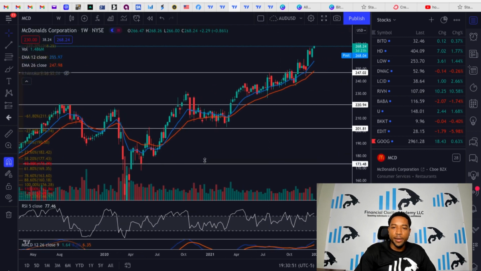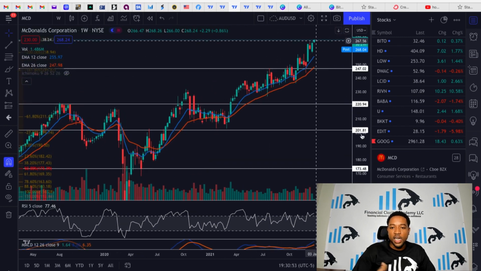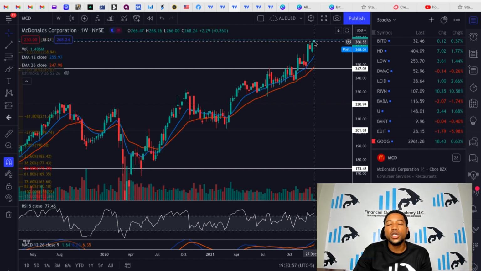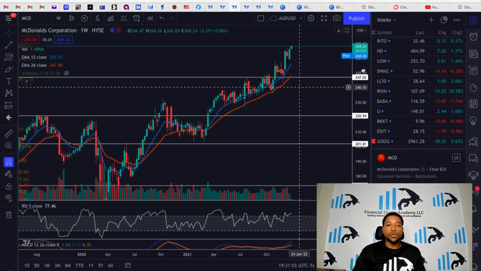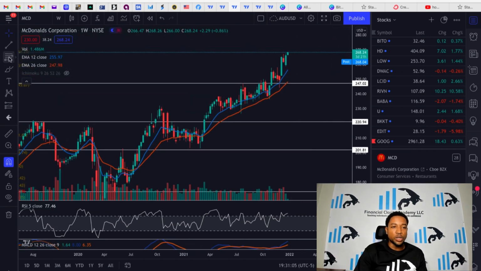So now this is the current price of McDonald's. This is the weekly candle of December 27th, 2021, where we are right now. This is the last week of the year, and I'm doing this free trading course just to help everybody out as best I can, because this really is possible.